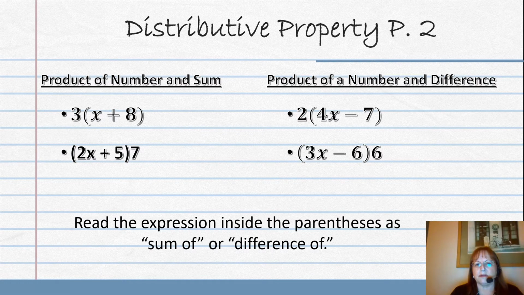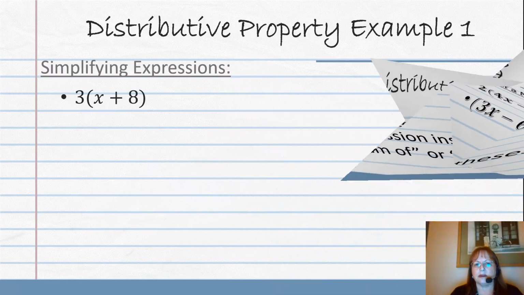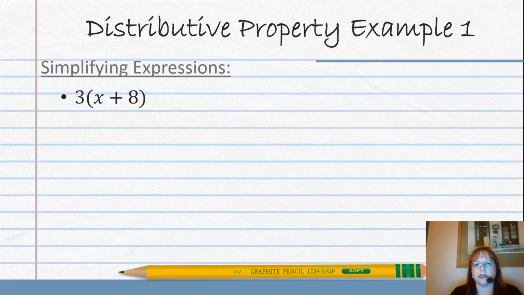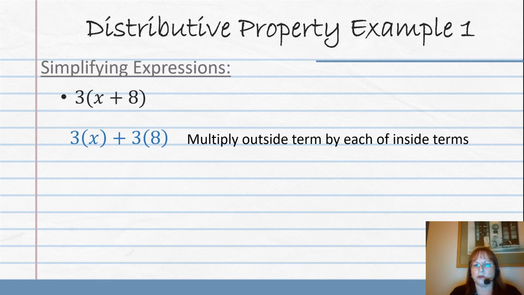Now we are going to look at how to simplify some expressions with the distributive property. The first example, 3 times the sum of x plus 8, we are going to multiply the outside term 3 by each of the inside terms. 3 times x plus 3 times 8. And then we are just going to simplify.